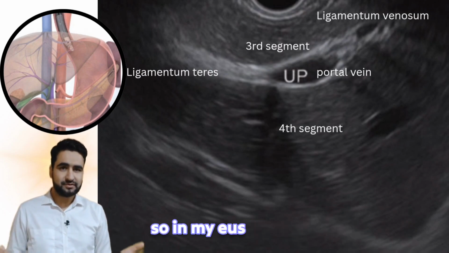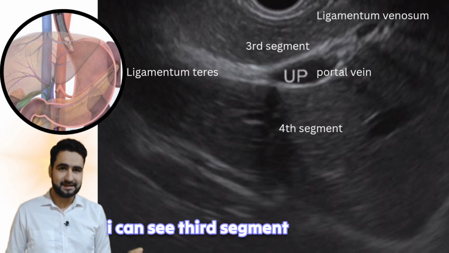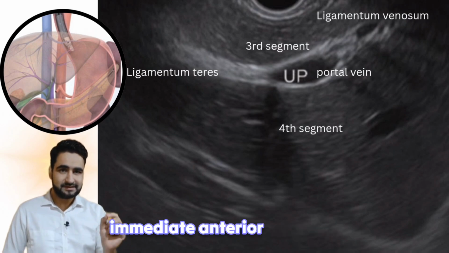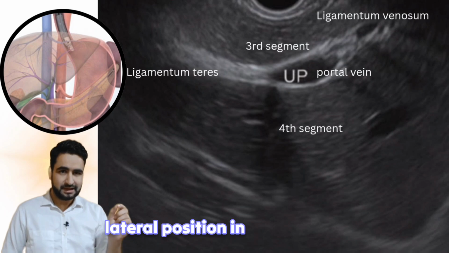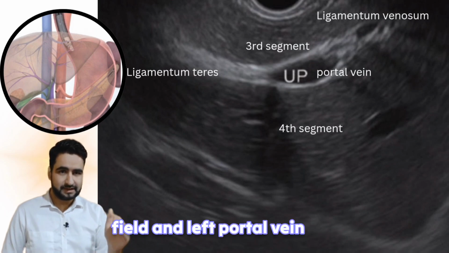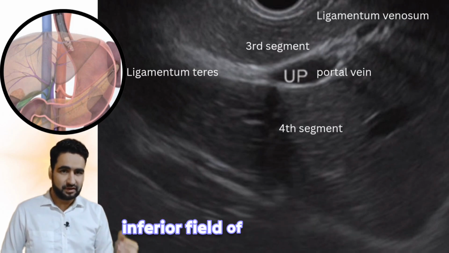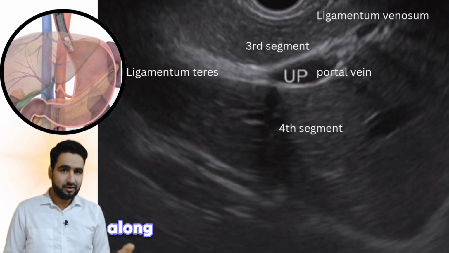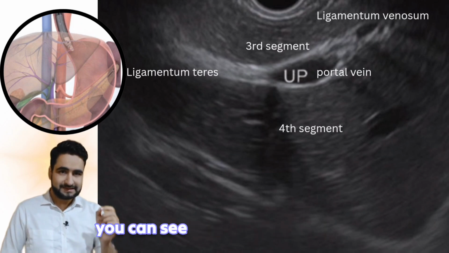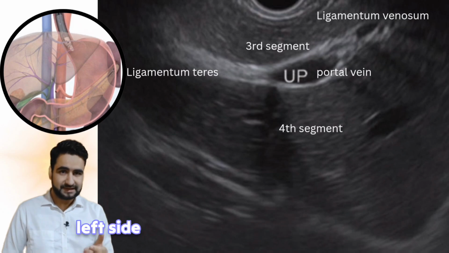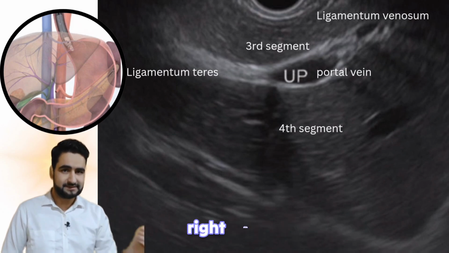So in my EUS image, I can see third segment just at immediate anterior and right lateral position in the superior field and left portal vein just beneath it, followed by fourth segment in the inferior field of EUS image. Along with the left portal vein, you can see ligamentum teres on left side and ligamentum venosum on right side.